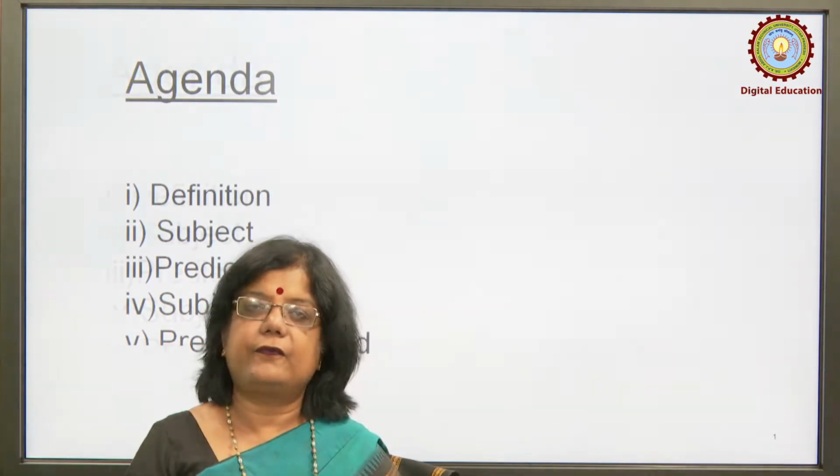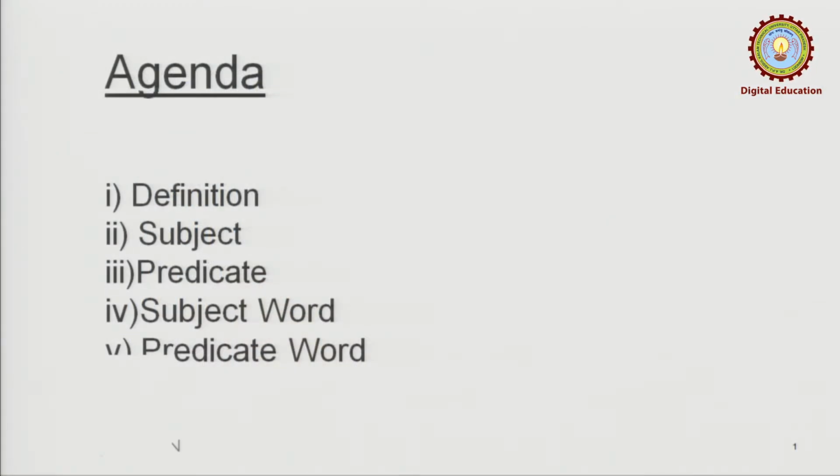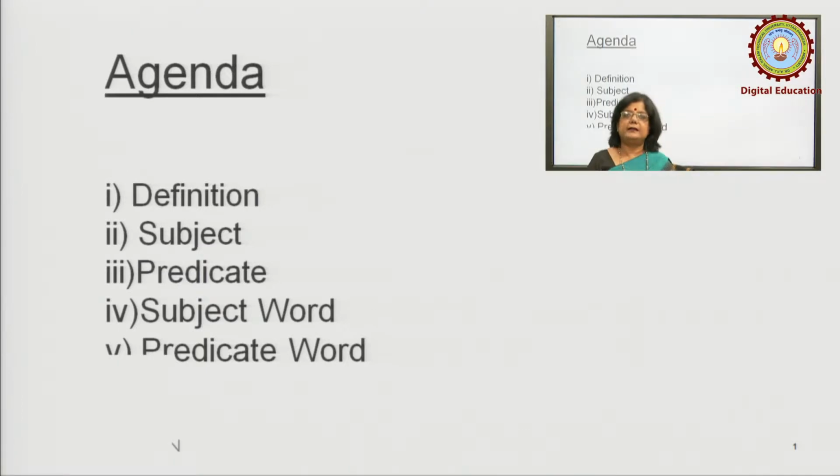The agenda prepared for this topic is, first we will go for the definition, then we will see subject and predicate, because in understanding sentence structure, it should be very clear to you what is a subject. Though it is very simple, sometimes when the sentences become long, or indirect speech or passive voice enters, the students get confused. So, there should be a very clear concept about what is a subject and what is a predicate, and then we will move forward to subject word and predicate word.